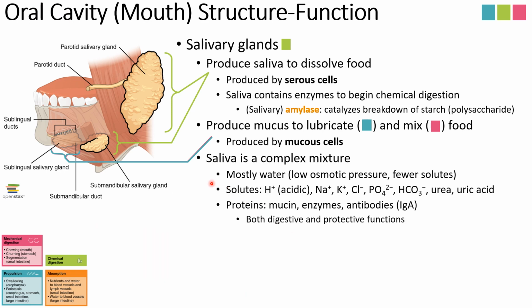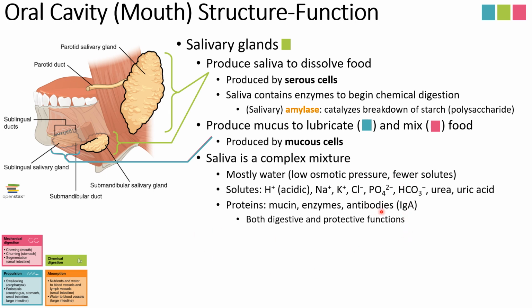Like I mentioned, saliva is a pretty complex mixture. It's mostly water, and it doesn't have so many solutes. So it actually has low osmotic pressure and fewer solutes than, say, your blood. The solutes are numerous. For instance, protons, which is going to be acidic. So your mouth is slightly acidic, which is good for protection, but also a bunch of different electrolytes and solutes that will help pull water with it, which will keep it hydrated.